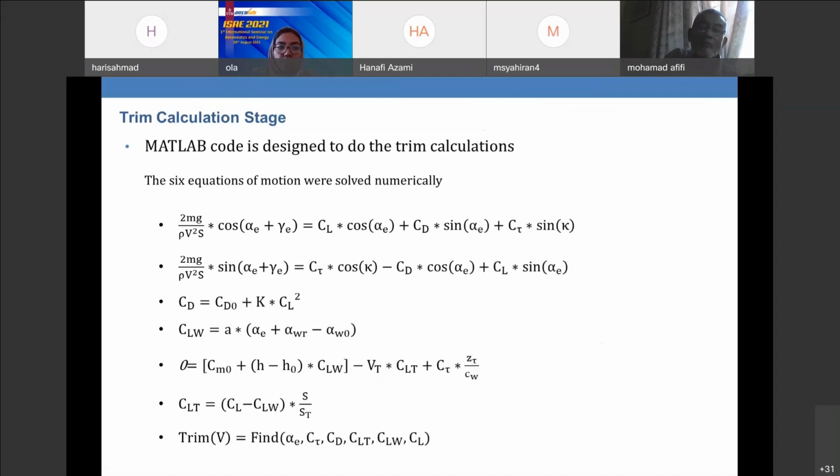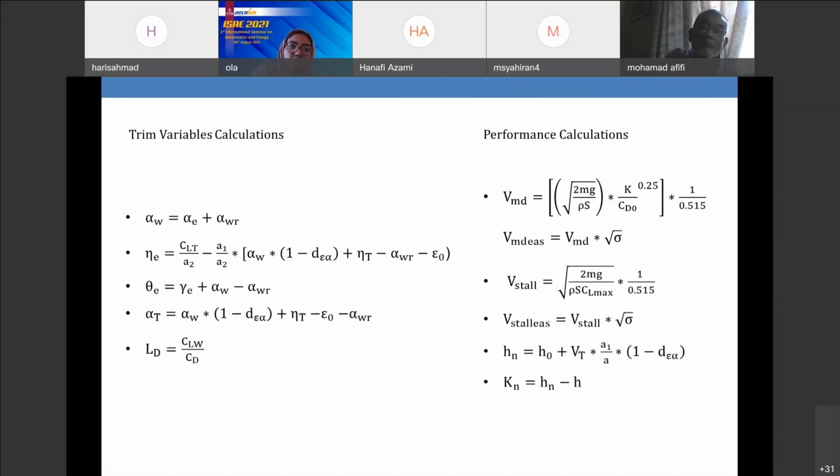So after we did this calculation, we did further calculation for a trim variable calculation. We found the value for, as you see, these are the equations. The value for the incidence angle, the elevated angle, the pitch attitude, the angle of attack for the tail and the lift to drag ratio, and some of the performance calculations, like the minimum drag speed with equivalent minimum drag speed, the stall speed, and the equivalent stall speed.